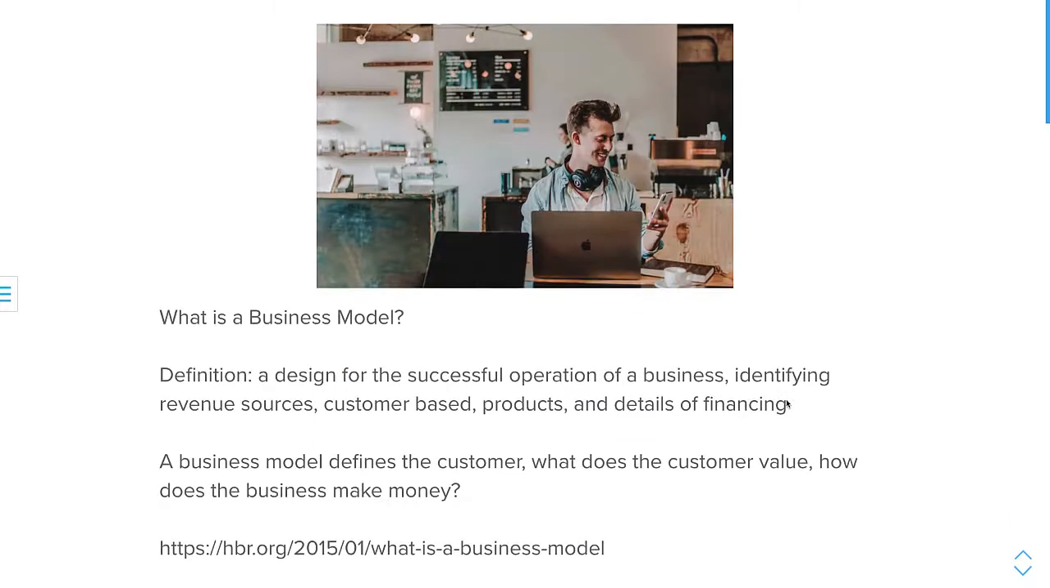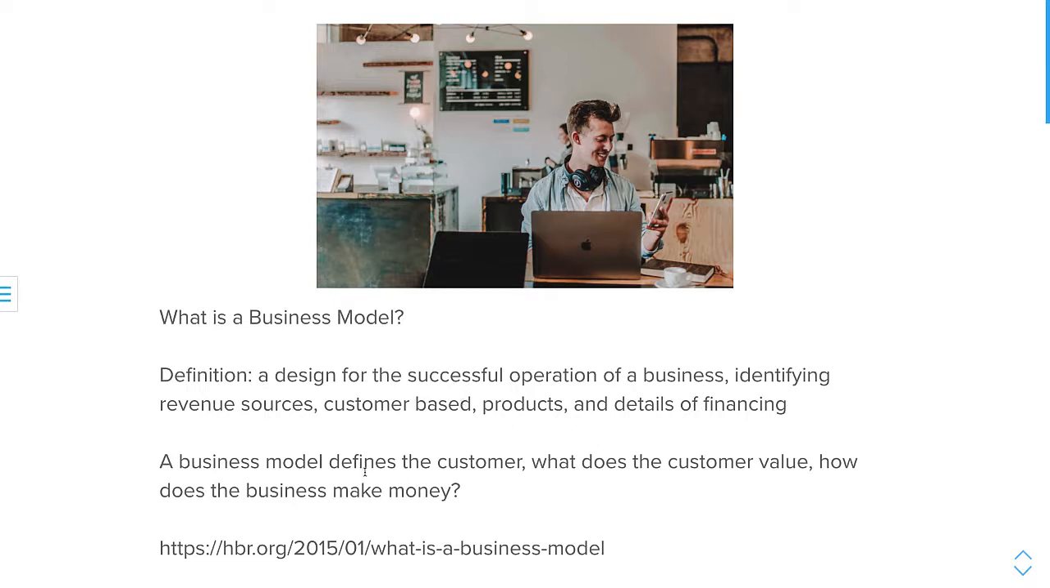So before we begin, what is a business model? For a definition, you can just go online and type in what is a business model. Here's a definition: designed for the successful operation of a business, identifying revenue sources, their customer base, their products, and the details of financing. A business model also defines the customer, what the customer value is, and how the business makes money. And so this is the key.